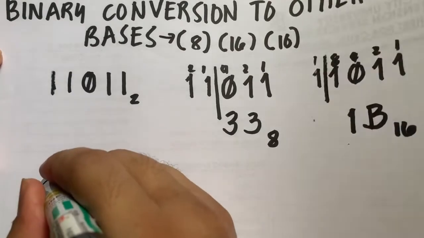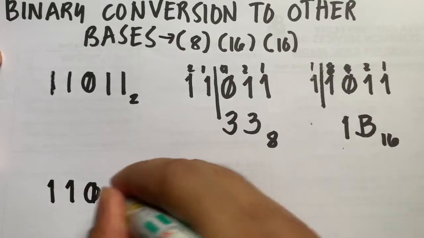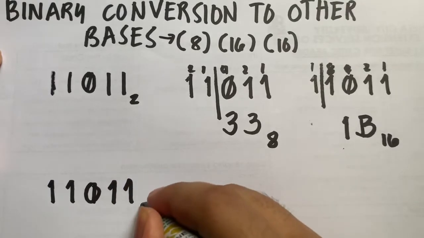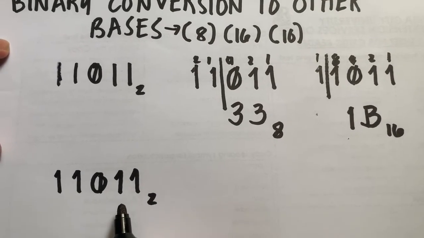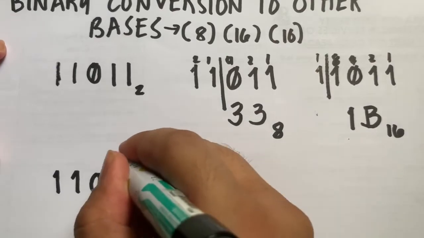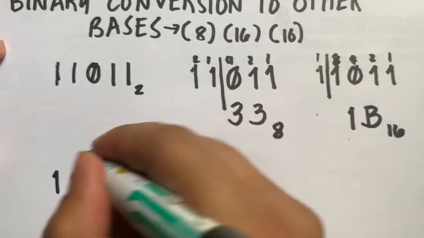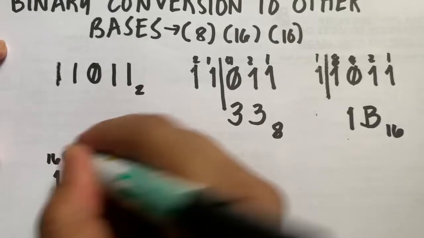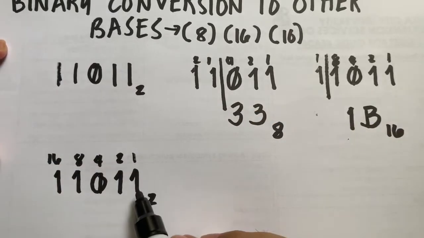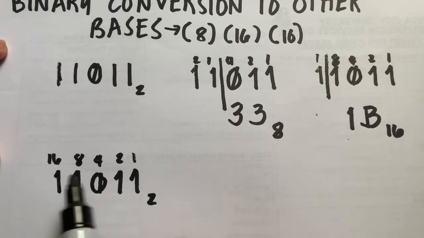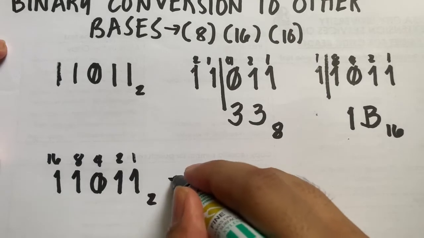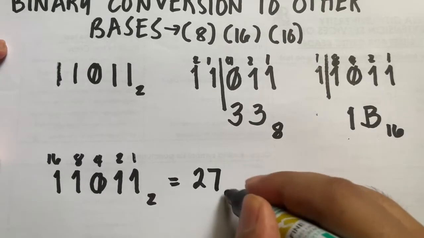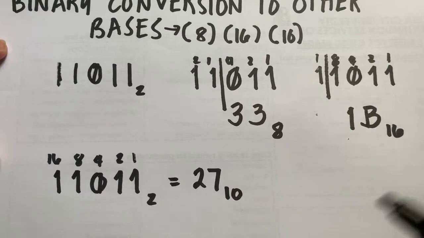Using the given binary number 11011, we can simply get the decimal equivalent of this number using our positional values. So we have 1, 2, 4, 8, and then 16. And then we add the numbers opposite 1. So we have 16 plus 8, this is 24, plus 2, 26, plus 1, that is 27. So the decimal equivalent is 27.